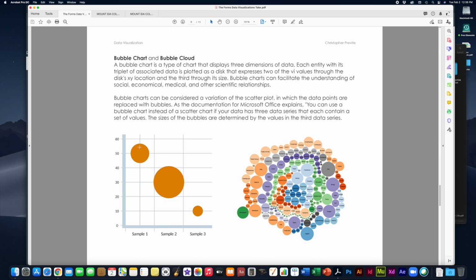And then you can see the center of it vertically on the y-axis is squarely on sample 1. And of course, the bubble cloud is similar in that it maintains the whole premise that the larger the circle, the larger the quantity that's being represented, the smaller the circle, the smaller the quantity that's being represented. That's all easy to understand.